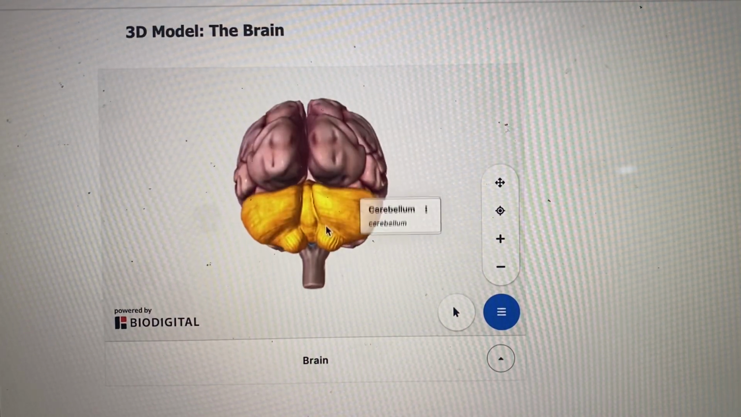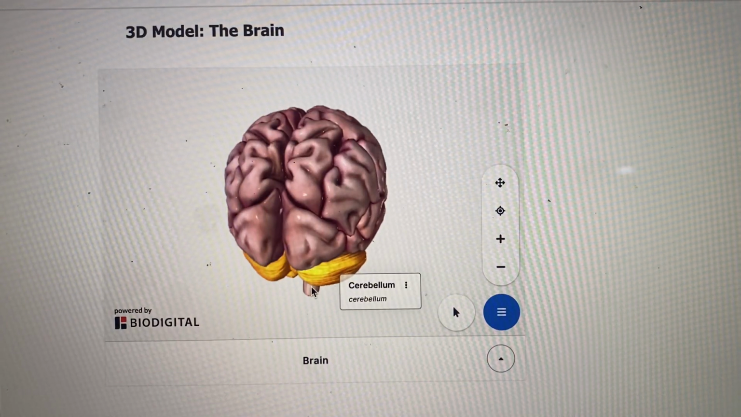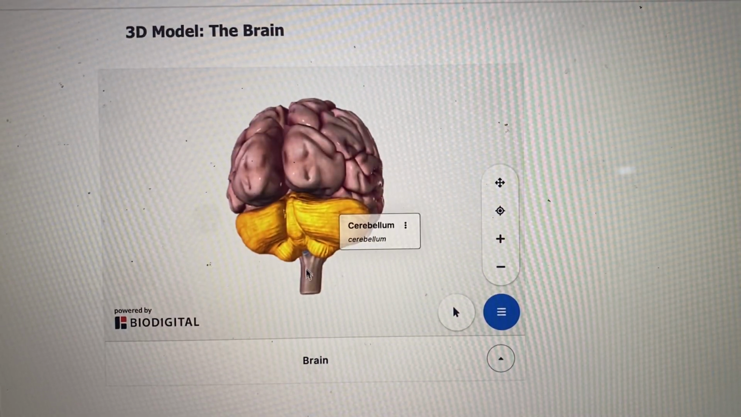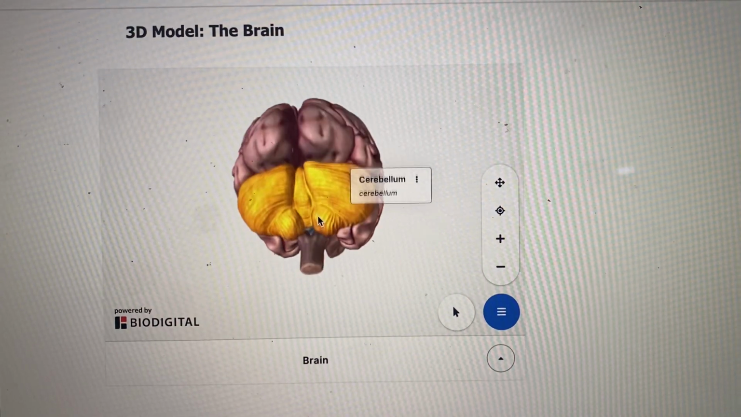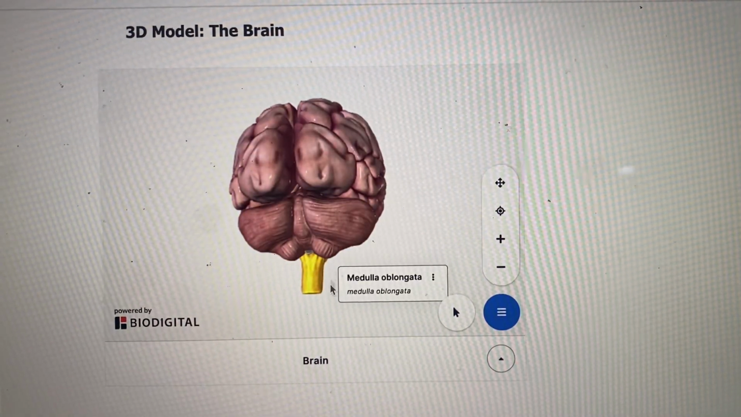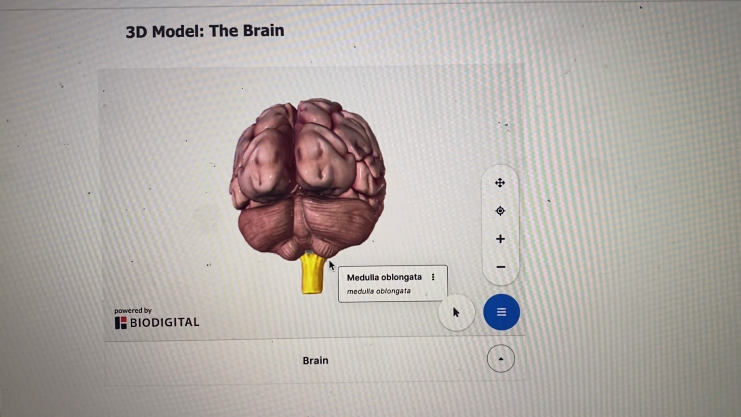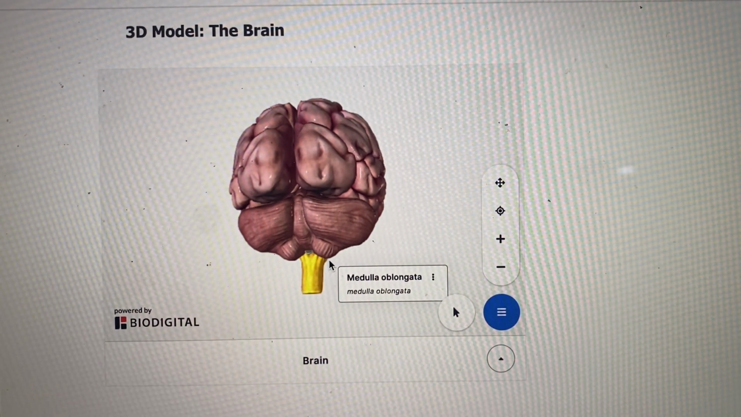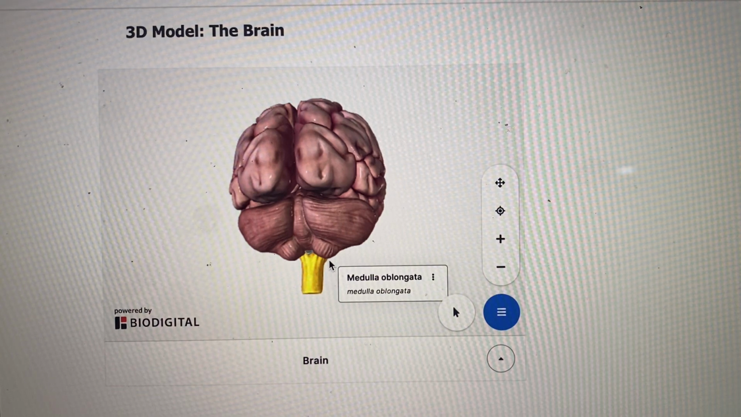The spinal cord connects the brain to the lower back. So it would just come down here on this end, and it'll connect. And the spinal cord helps carry nerve signals from the brain to the body.